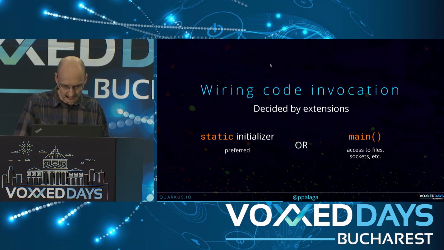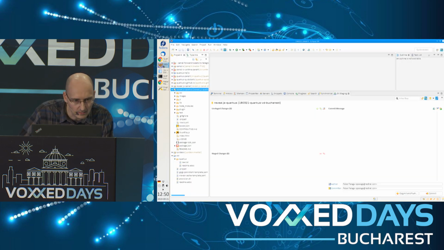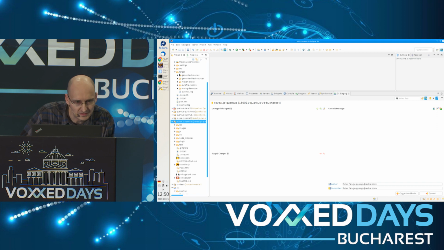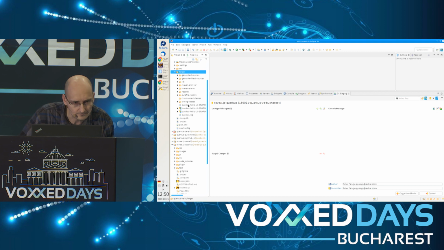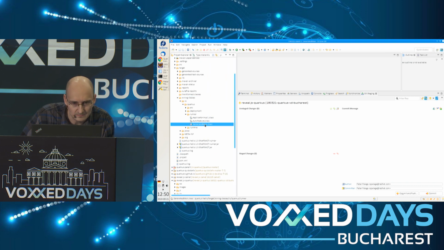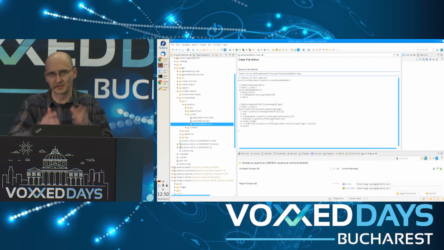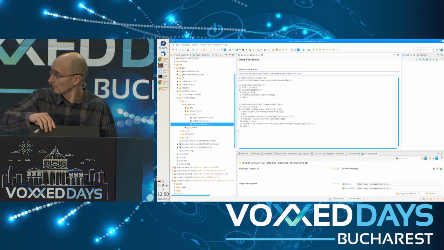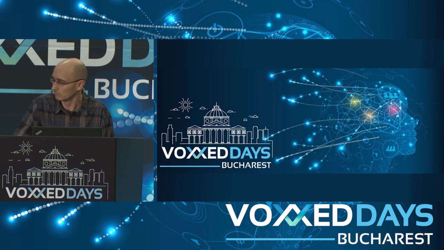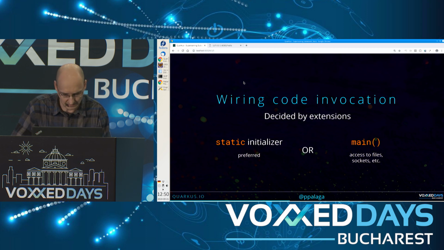Just for your curiosity, what would it look like? In the target folder, Quarkus will produce the wiring classes here, and there will be the main. You probably can't read it anyway. So the main is just invoking the wiring. Okay, let's stay with the presentation.